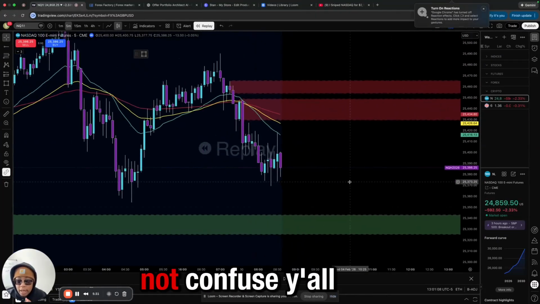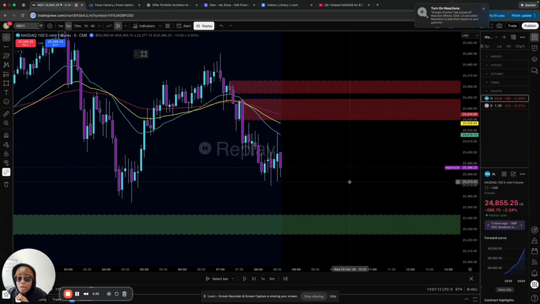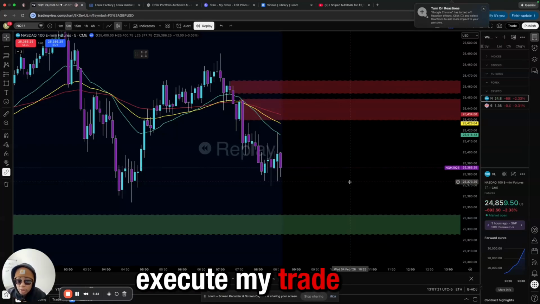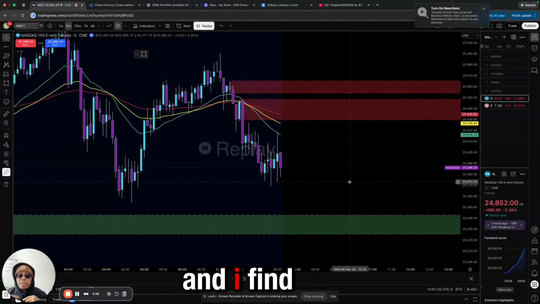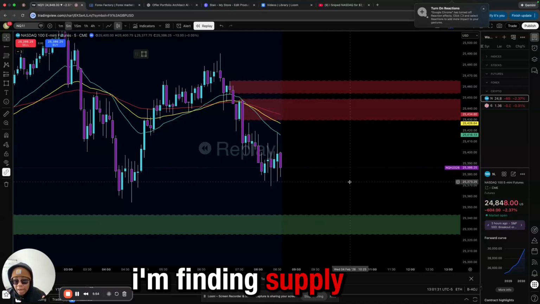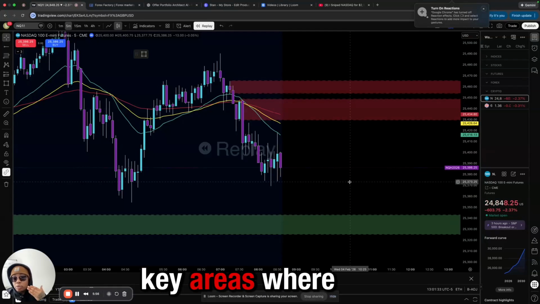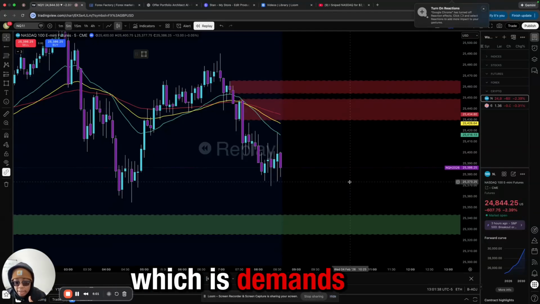So just to not confuse y'all, I go to the higher time frame. I figure out what price is doing. After I figure out what price is doing, I go to my lower time frame where I want to execute my trade. I find the supply areas, my key areas, or if I was buying, I find a demand area, my key areas. But in this case, I'm finding supply areas and I'm finding key areas where price wants to come to where I can put my TP at, which is demands.